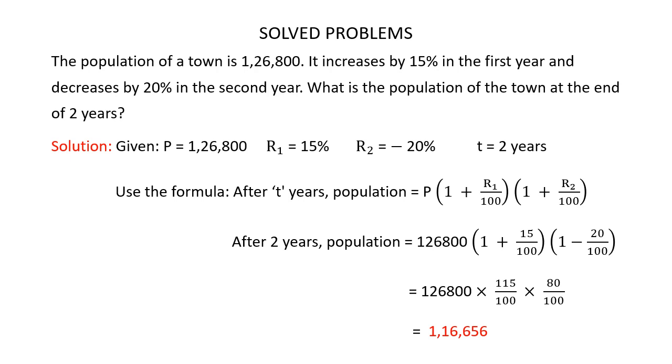When you simplify this, you will get the answer as 1,16,656. So the population of the town at the end of 2 years is 1,16,656.